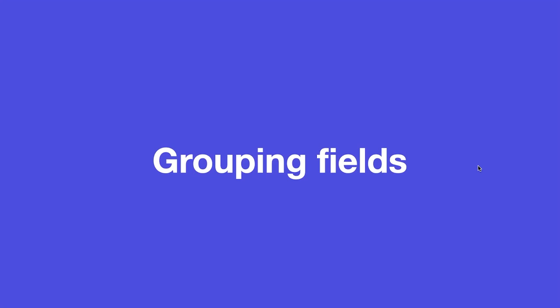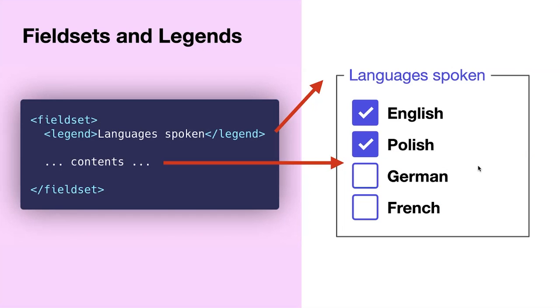Okay, and then last of all for semantics, we're going to look at grouping fields. So what on earth does that mean? Well, there is a concept in HTML known as a fieldset, and this is basically a collection of fields. I guess it's a set of fields. And inside a fieldset, you have a legend, which is kind of like a heading for the fieldset. Typically it appears at the top like this. Here we have one called languages spoken. And then you have whatever contents you need, so whatever fields you want inside the fieldset, and that's it.